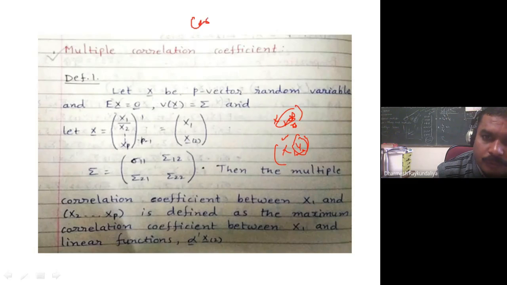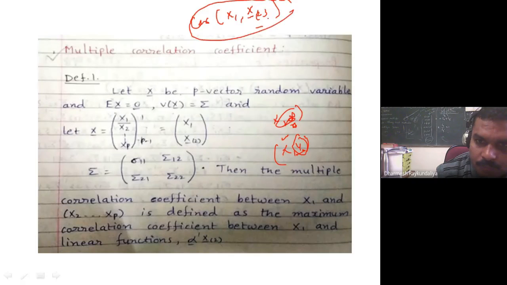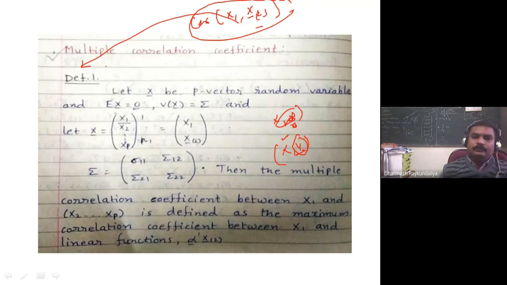So if I wish to find out the correlation between the x1 and a set of variables x2, how many elements are inside this? 1. How many inside this? p minus 1. If I wish to find out the correlation between these two, they are said to be a multiple correlation. We will see that in the next lecture.